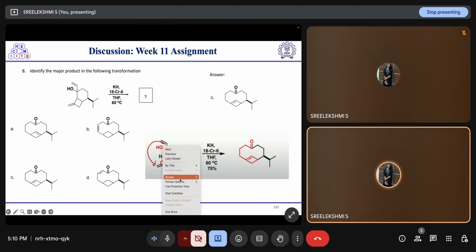So basically what is happening, this KH will take this hydroxy proton, so the negative charge on the oxygen will come and fall over here. So this OH will be converted into the corresponding ketone, and then this bond will be breaking to form an alkene over here, and this double bond will attack over here, and this will come over here to form this compound. So the correct answer would be option C.